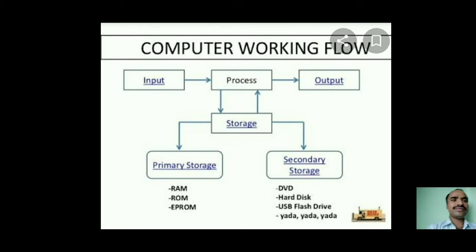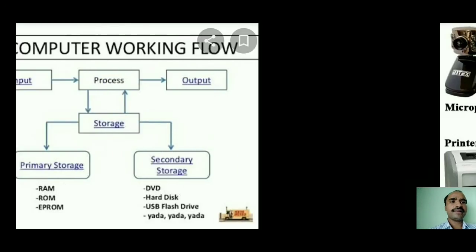Then see again, one more diagram. All the diagrams are similar, but for understanding purposes I have taken different diagrams. So input, then process, then output. In between there is storage. In the case of storage there are two types: primary storage and secondary storage. Primary storage contains RAM, ROM, EPROM, and is also called system storage or system memory, while secondary storage devices are the permanent memory, used to save data permanently.